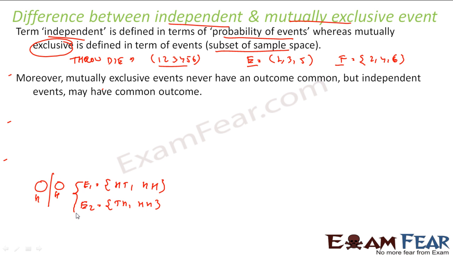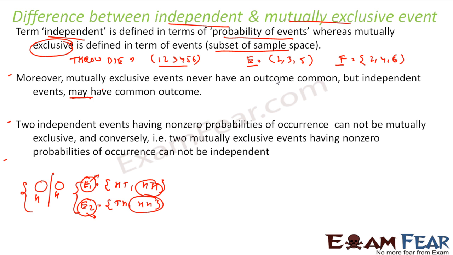So there are two events and they are independent events, because the first is getting head in the first trial, the second is getting head in the second trial, and by logic we know that both are independent, because the occurrence of one is not dependent on the other. And if you see that, there is a common element. So a common element may occur. Please note, it is not necessary that it should occur, but it may occur. So if there are two independent events, they may have a common element, but two mutually exclusive events will never have a common element.